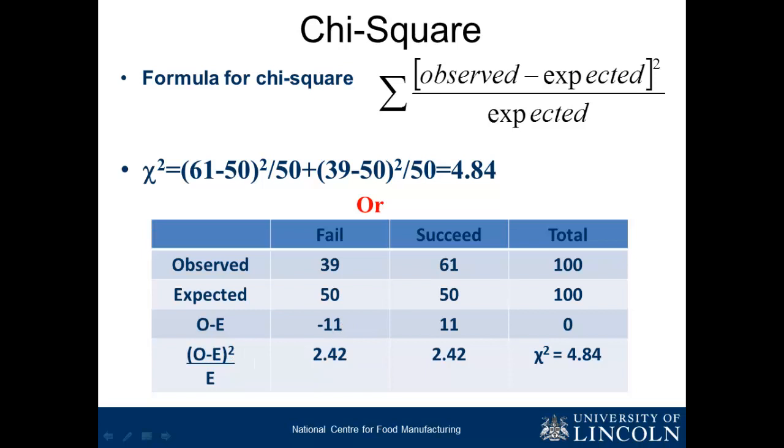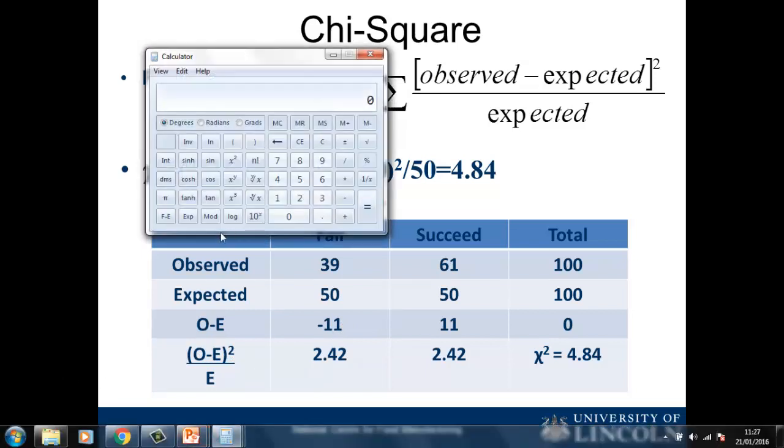When you look at it, minus 11 squared. Good. If you square minus 11, you will get 121. Now, divided by expected. The expected is 50. So 121 divided by 50 is 2.42. Do the same thing for this one. 11 squared is the same thing, so divided by 50, 2.42.